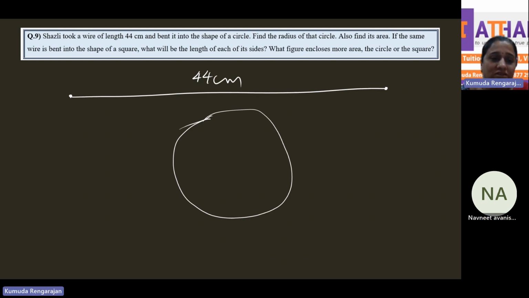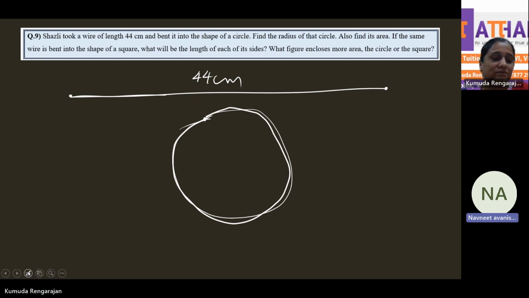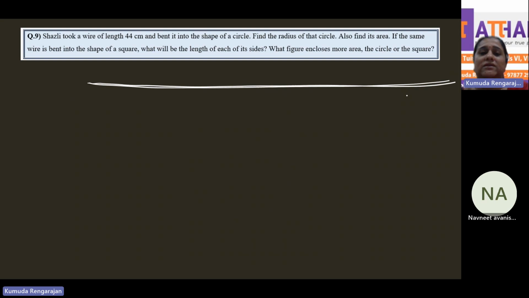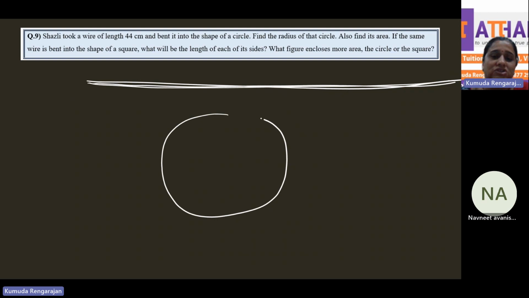Because this wire has only now taken the shape of a circle. Where is the wire? In the circle, this is the wire. So what is the length of this piece? 44 only, right? The wire was like a line segment earlier, a 44 centimeters line segment. Now what you have done is you turn it and make a shape like this in the form of a circle.